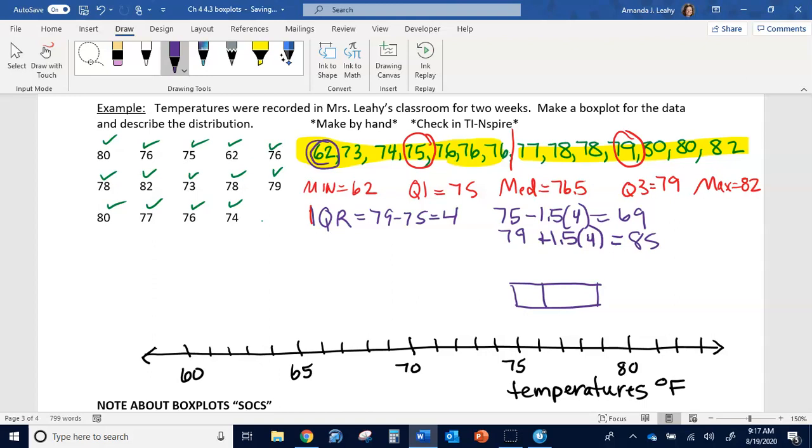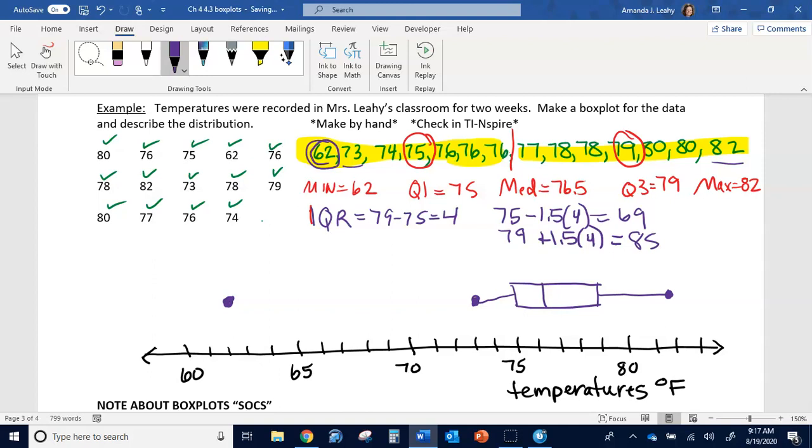Okay. I'm going to whisker up to the largest number that is not an outlier, which in this case is 82. Then I'm going to whisker down to the smallest number that is not an outlier, which in this case would be 73. And I'm going to put a dot at 62 for that outlier separately.